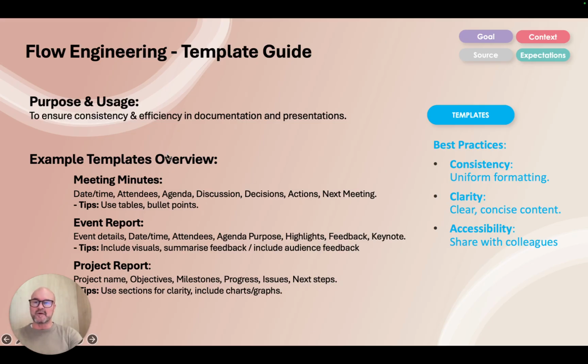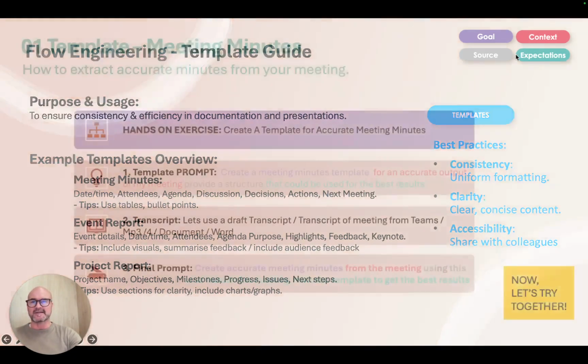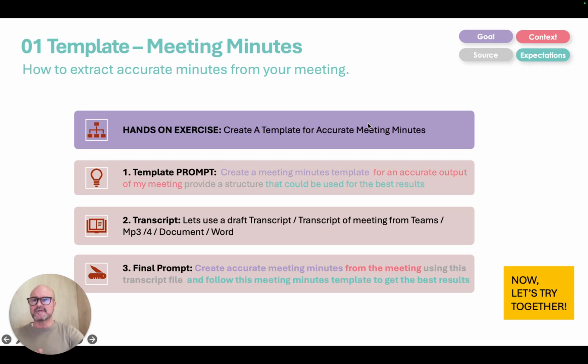And you can see here that what we're going to do is look at creating meeting minutes. You can also do this for creating event reports or project reports going forward as well. So let's have a look now, remembering the goal, context, source, and expectation. Here we go. First of all is our hands-on exercise on how to create your meeting minutes. First, you'll need to create a template for your meeting minutes. So we can just put a prompt in here: create a meeting minutes template for an accurate output of my meeting, provide a structure that could be used for best results.